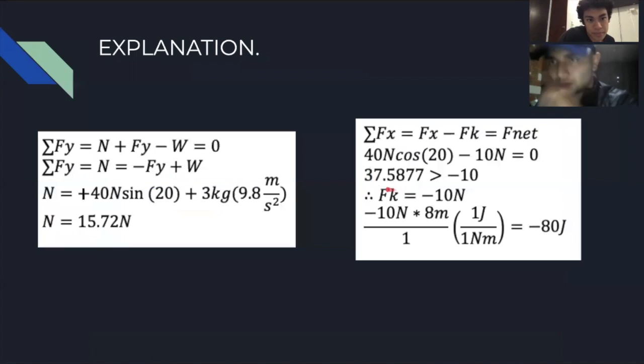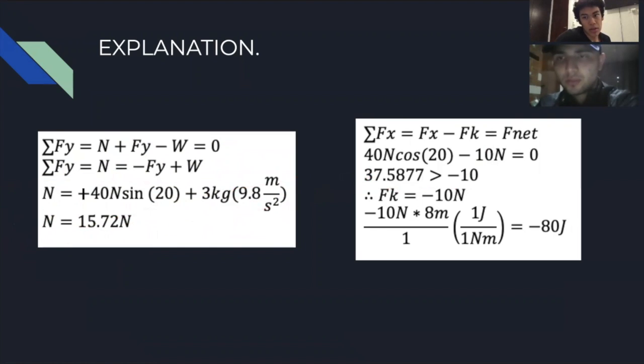So let's see. Here we have the sum of forces in Y. As I told you, all the forces acting in the Y direction are the normal force plus the force in Y minus the weight, and this is equal to 0. So if we analyze the formula, we get that the normal force is equal to 40 newtons times sine of 20, because not all the force is applied here, just this component, and then we subtract the weight. So we get that the normal force is 15.72 newtons.